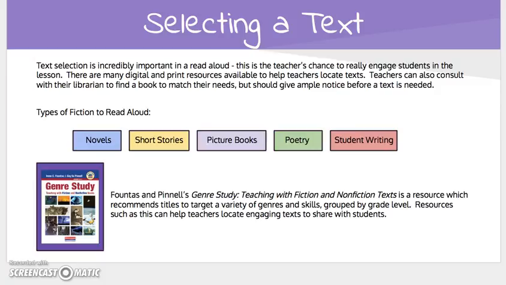Don't just run in the morning of and ask. Most of the time they'll be able to help you, but if you want to get a really quality text to match your learning objective, give them some time to pull some things for you.